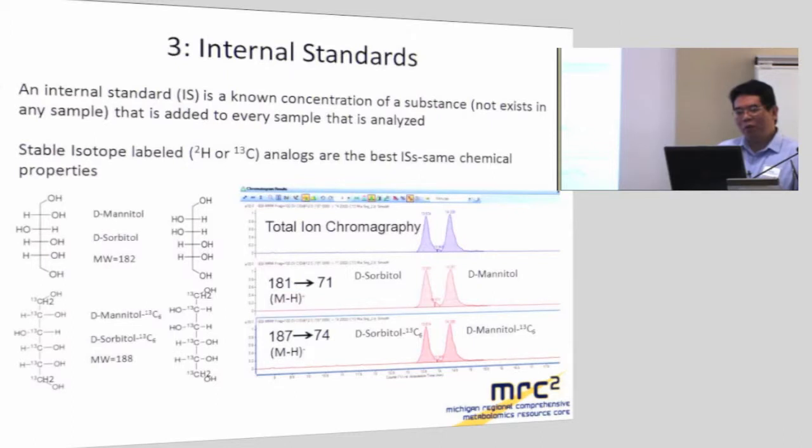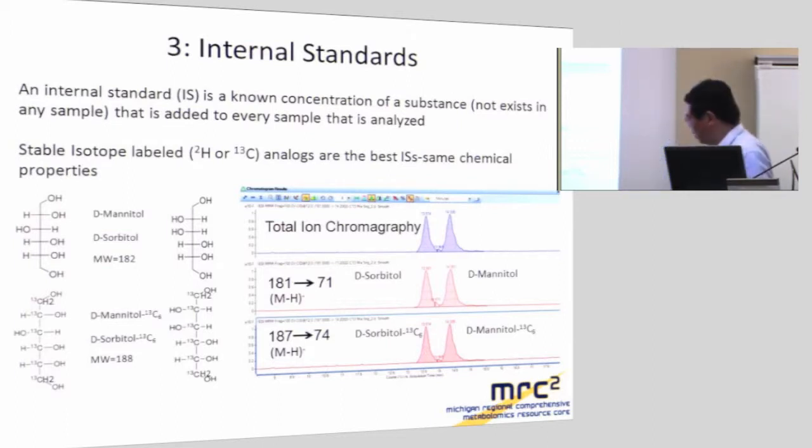There is a very important concept called internal standard. An internal standard basically is a compound that does not exist in your sample. It can be man-made, usually it's a man-made compound, or exogenous to your system. And the best internal standard is a C13 or hydrogen-deuterated compound.